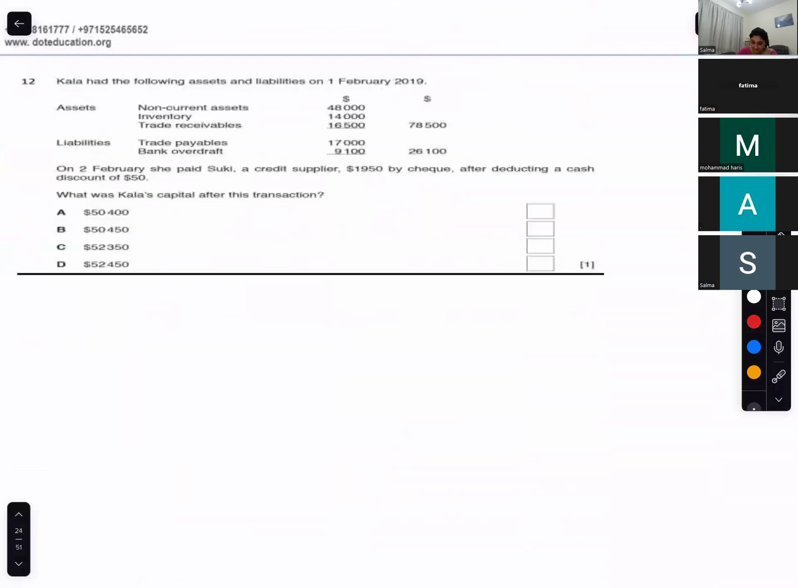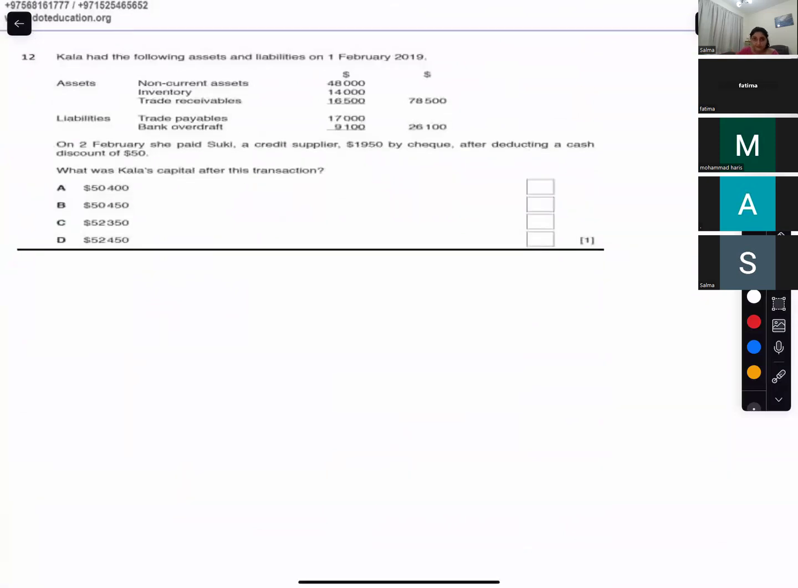Harris. So Carla had the following assets. What was Carla's capital after this transaction? On 2nd February, she paid Suki, a credit supplier, 1,950 by check after deducting a cash discount of 50. Okay, fine. Just hang on. Do you know how to do this?